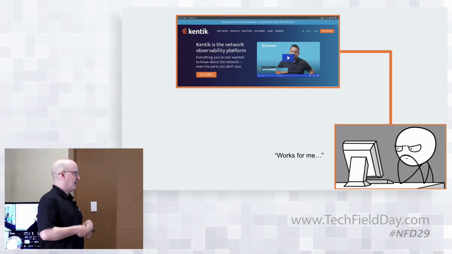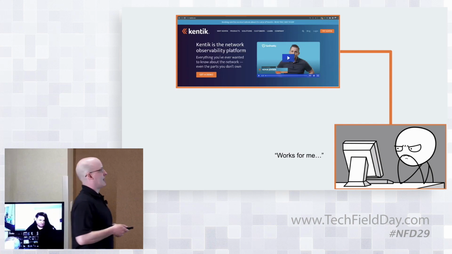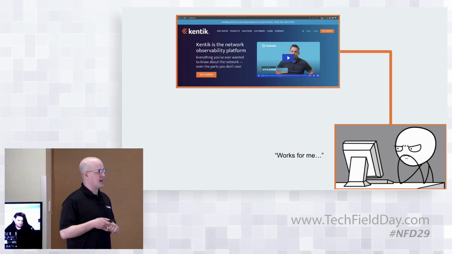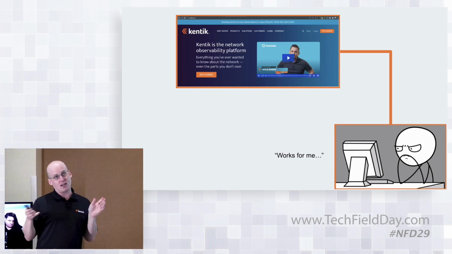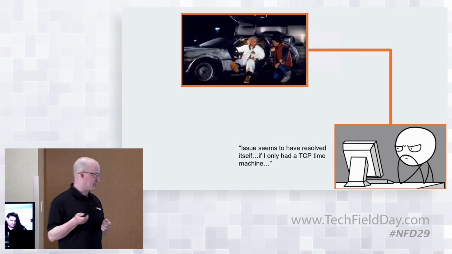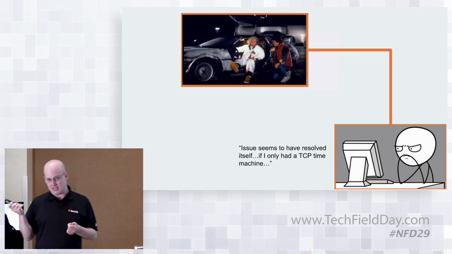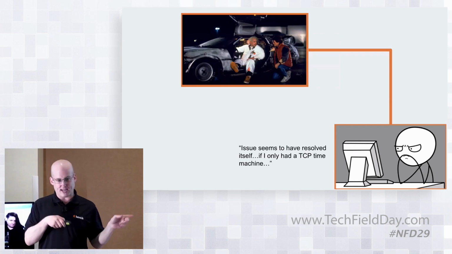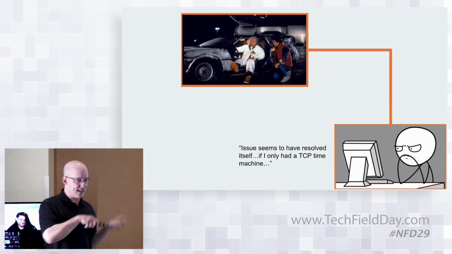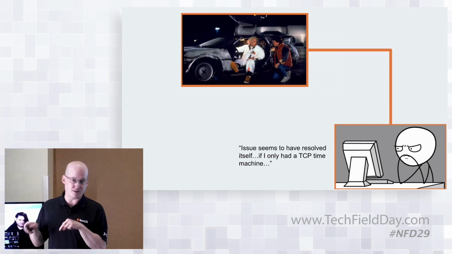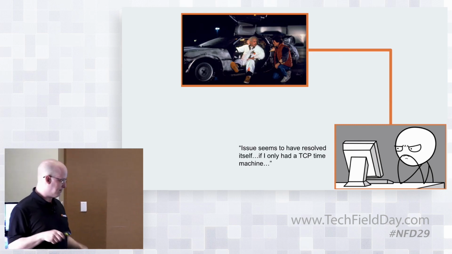But ultimately, a lot of the time you get the complaint and people say the network was slow, and then you run all this stuff and it works for you. And you're just like, man, I really wish I invented that TCP time machine thing so I could go back in time to when the users were actually complaining. Then I could run these traceroutes and see if there was an issue to correlate it, right?